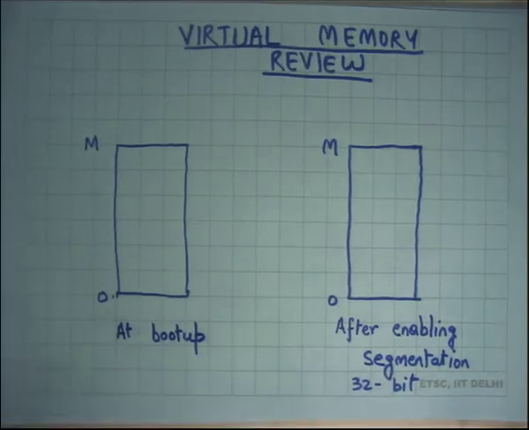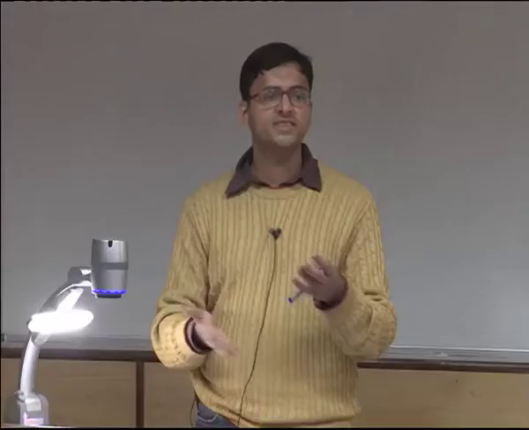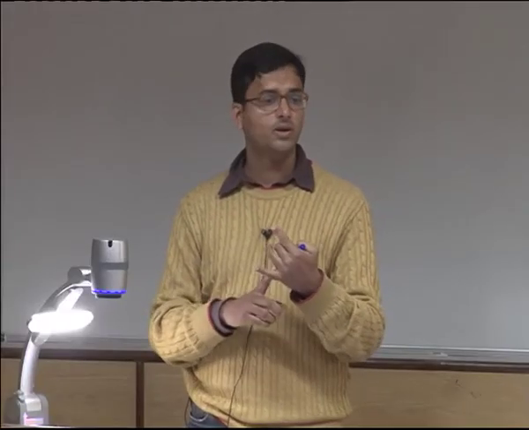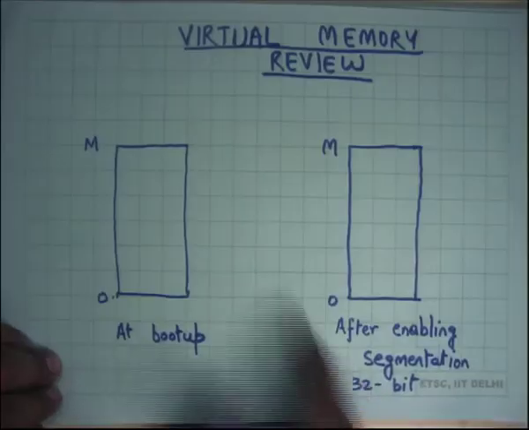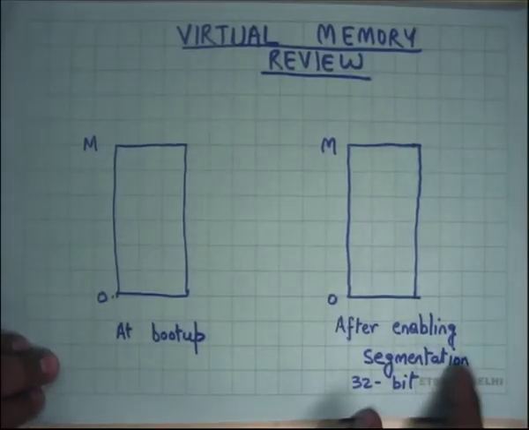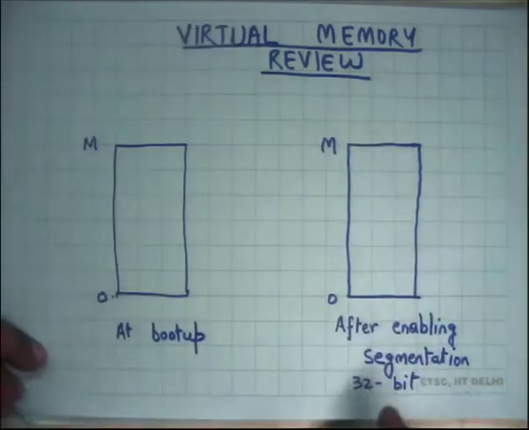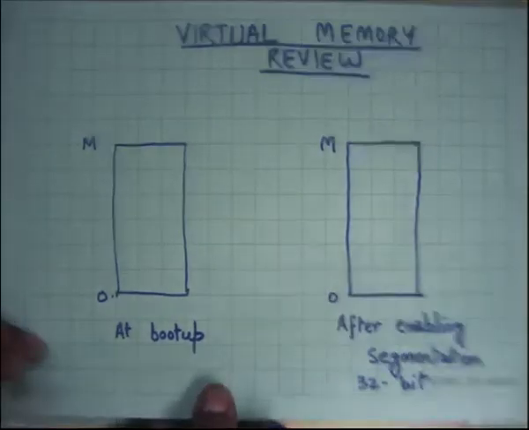Similarly, ESP or any direct addressing. These addresses can be generated in many ways, through a register, through direct addressing, through displaced addressing, right? All those things we have studied already. In any case, they all go through segmentation, and we saw that after enabling segmentation, our address space is still the same, 0 to m.